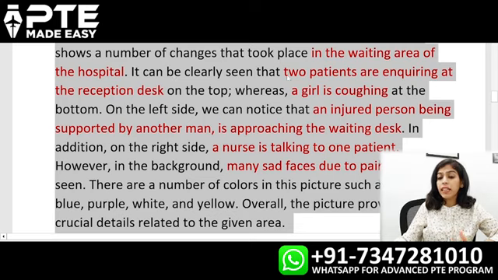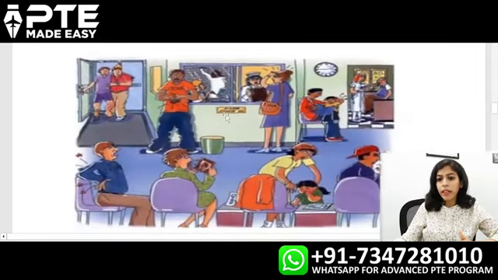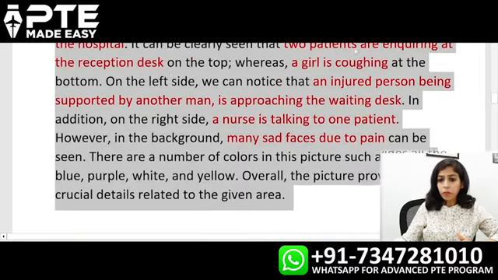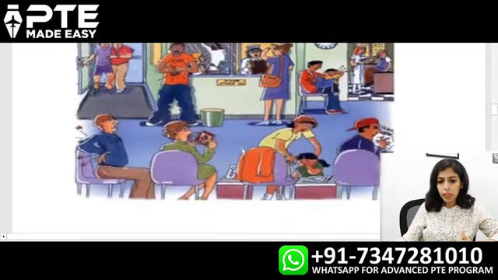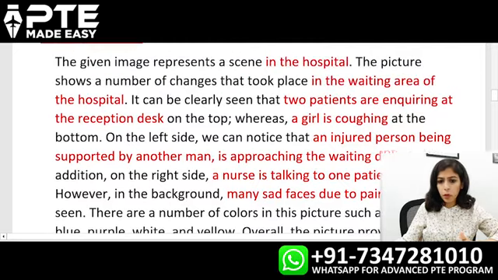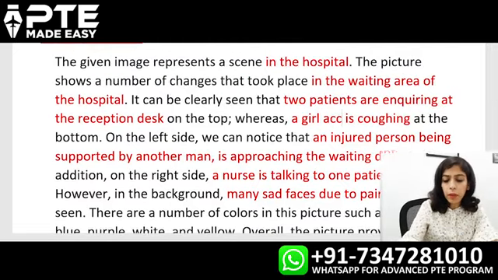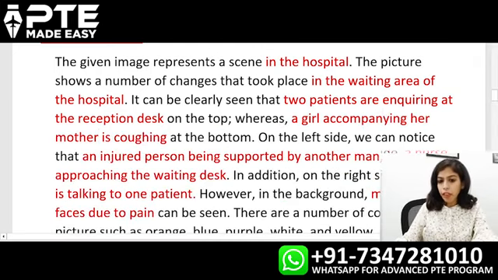Now, it can be clearly seen that two patients are inquiring at the reception desk on the top. So, if we look here, there are two patients here and they are inquiring at the reception desk of the hall of the hospital. Now, next, whereas a girl is coughing at the bottom. Here we can see a girl accompanying her mother is coughing at the bottom. This is what is happening. A girl accompanying her mother, as in she's with her mother, is coughing at the bottom.